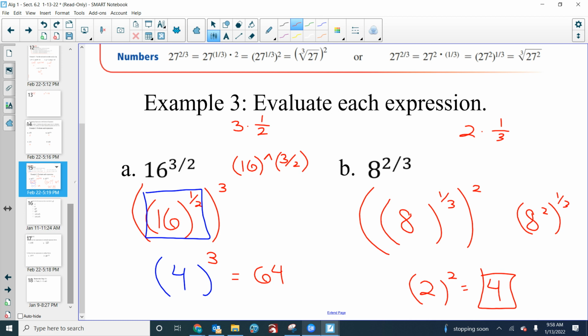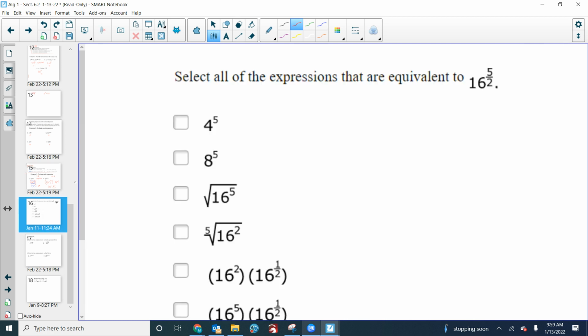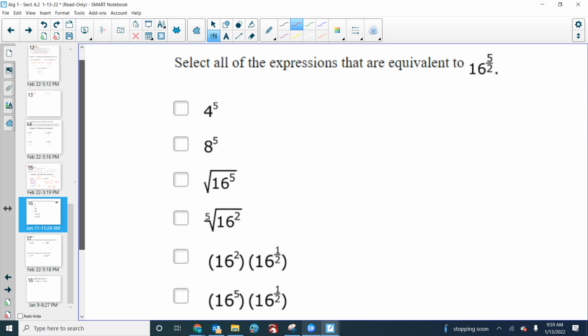Getting it? Use parentheses for that exponent. It's a good long weekend. See, Mr. Parker. Thank you.